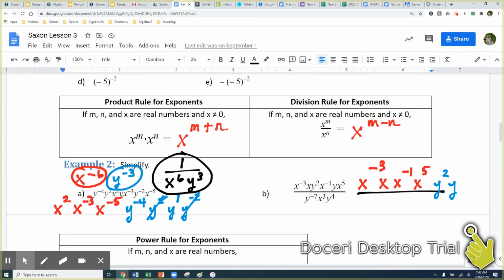And down in our denominator, we're going to have an x to the third. And we've got a y to the negative 7, y to the 4. So there we've got everything rewritten using the commutative properties. So I'll organize all my x's together. I'll organize all my y's together so that we can start using our properties.